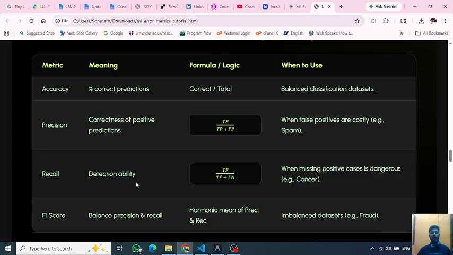Recall, meaning detection ability. Equation: true positive divided by true positive plus false negative. When to use it? When missing positive cases is dangerous, like cancer. So for healthcare-related problems we can use recall.